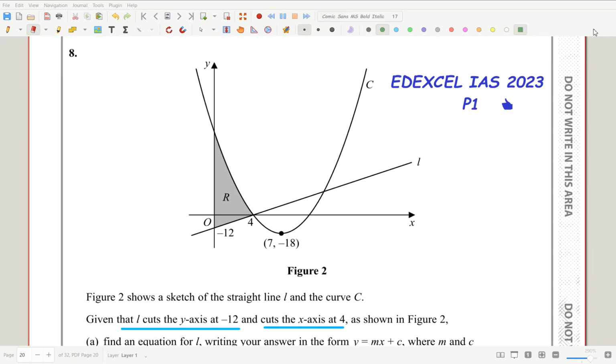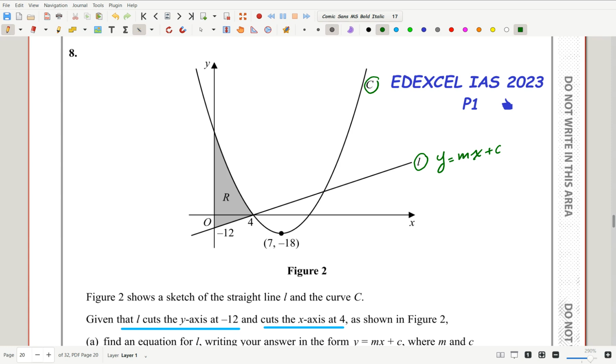So question 8. Question 8, here we have two graphs. The first graph is line L. Line L, we need to work out or find an equation in the form y equals mx plus c, where m is the slope and c is the y-intercept, and we have a curve C.